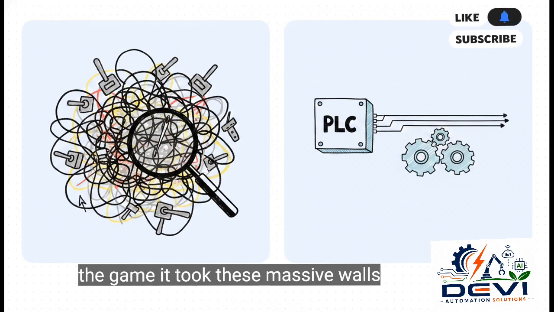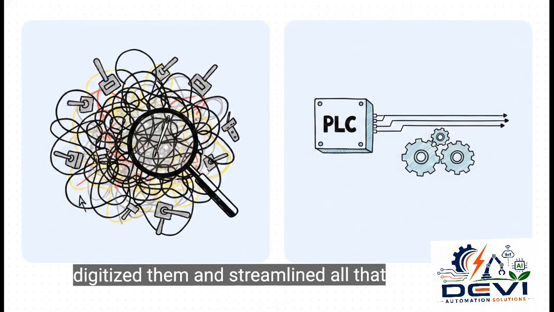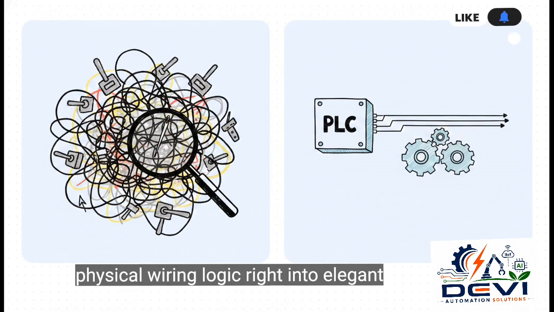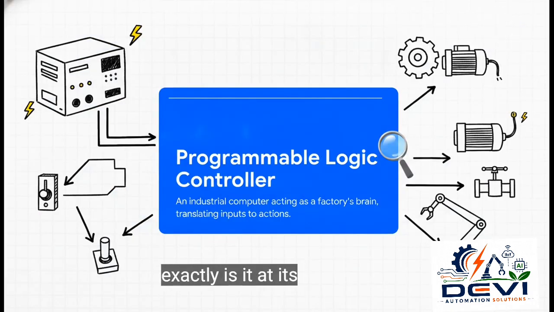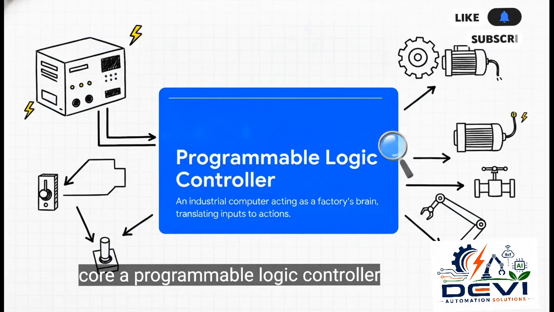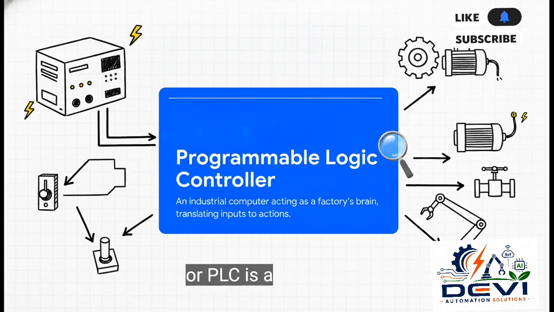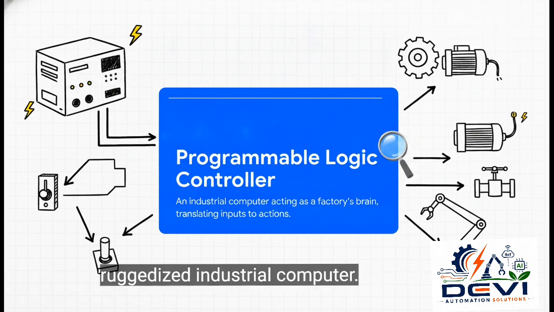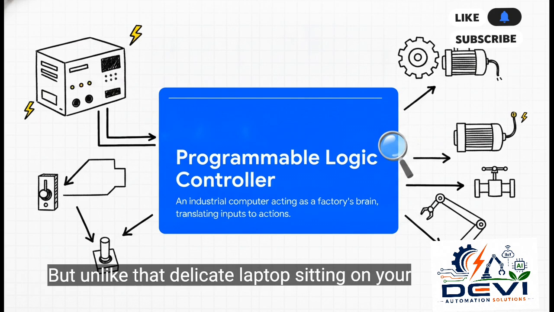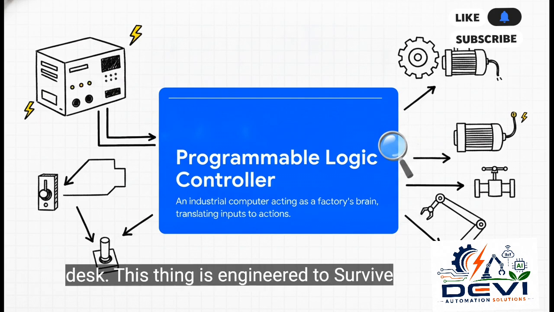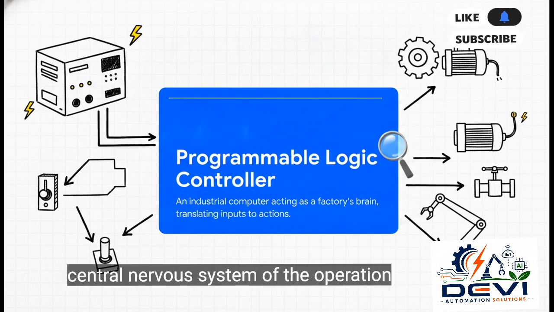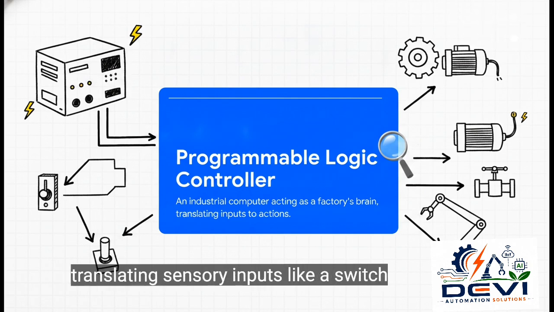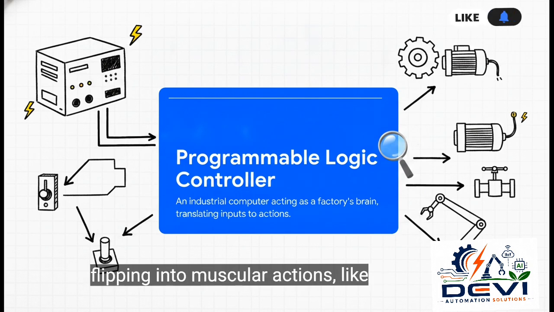It took these massive walls of mechanical chaos, completely digitized them, and streamlined all that physical wiring logic right into elegant software. So what exactly is it? At its core, a programmable logic controller, or PLC, is a ruggedized industrial computer. But unlike that delicate laptop sitting on your desk, this thing is engineered to survive harsh, vibrating, dirt-filled factory environments. It acts as the central nervous system of the operation, translating sensory inputs, like a switch flipping, into muscular actions, like firing up a motor or opening a valve.